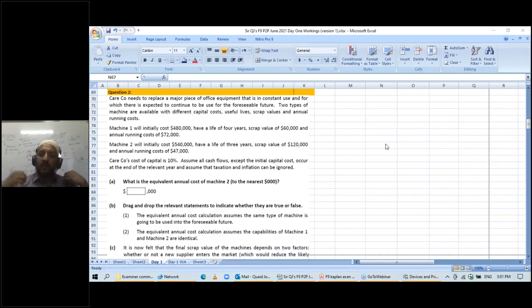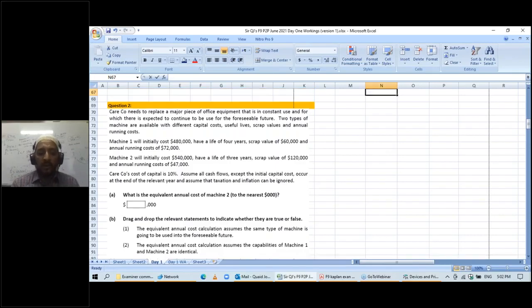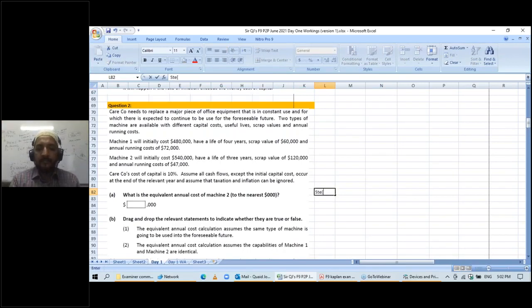One of the methods used to determine after how much time we should replace the asset is the equivalent annual cost method. There are two steps in calculating the equivalent annual cost. Step one is calculating the present value of cash flows that are associated with replacement.